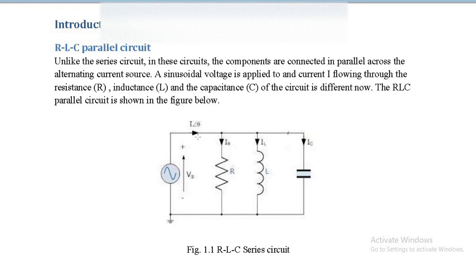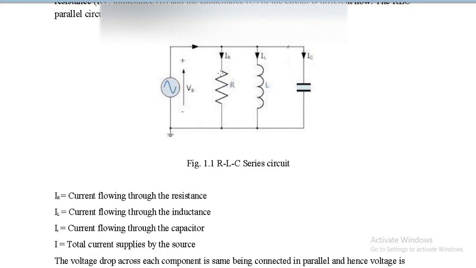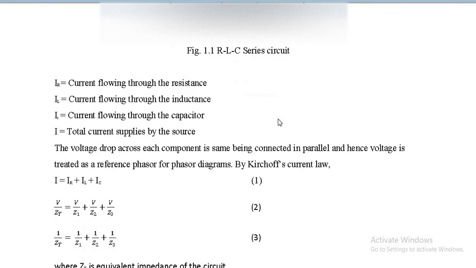Another way to say it is vector I is equal to vector IR plus vector IL plus vector IC, where IR is the current flowing through the resistor, IL is the current flowing through the inductor, and IC is the current flowing through the capacitor. So this is the KCL I talked about: I is equal to IR plus IL plus IC.